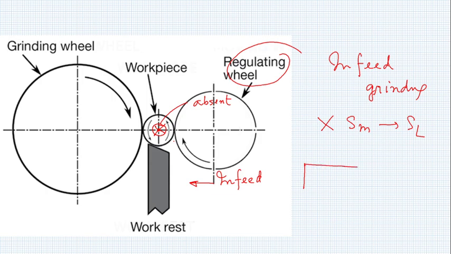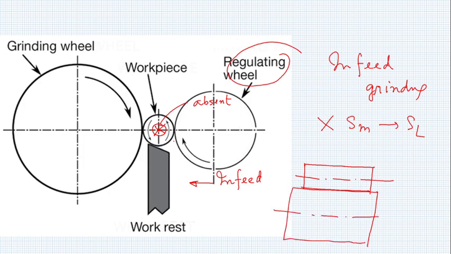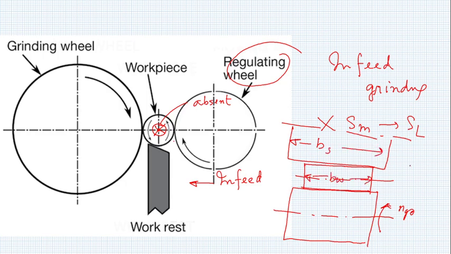Because this is the length of the job. The regulating wheel would have a much larger diameter, but I am drawing it in this manner. So this is NR and this is your grinding wheel. This would also have a larger diameter. So this is BS, and BS is more than BW. So the entire surface can be ground without any longitudinal motion. So this is in-feed grinding.